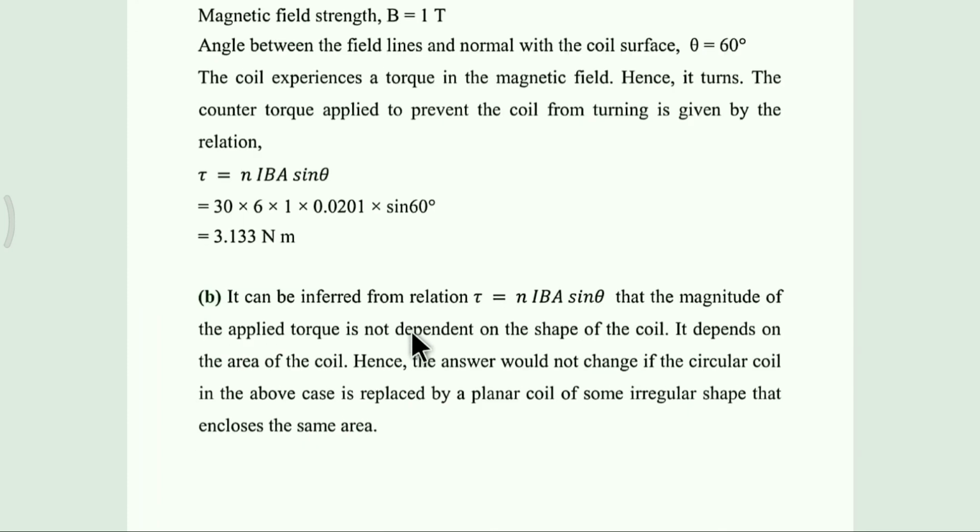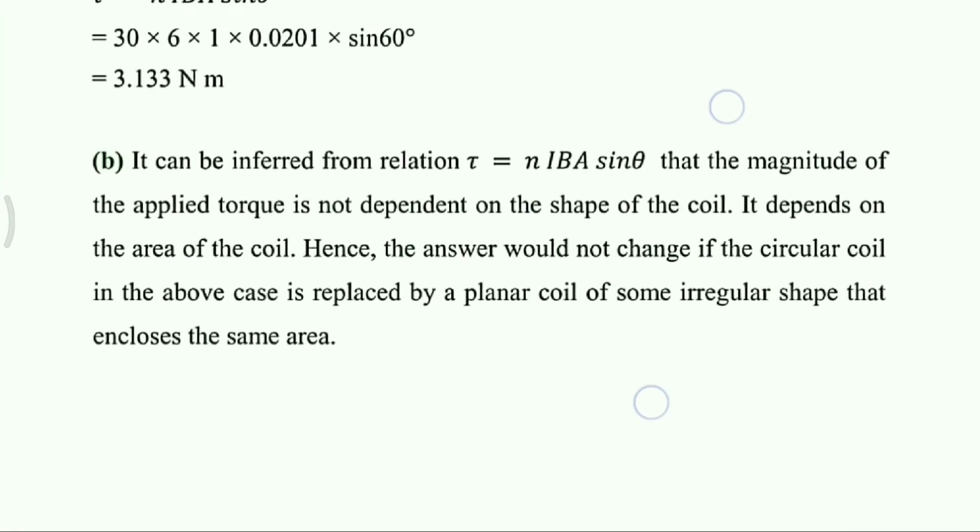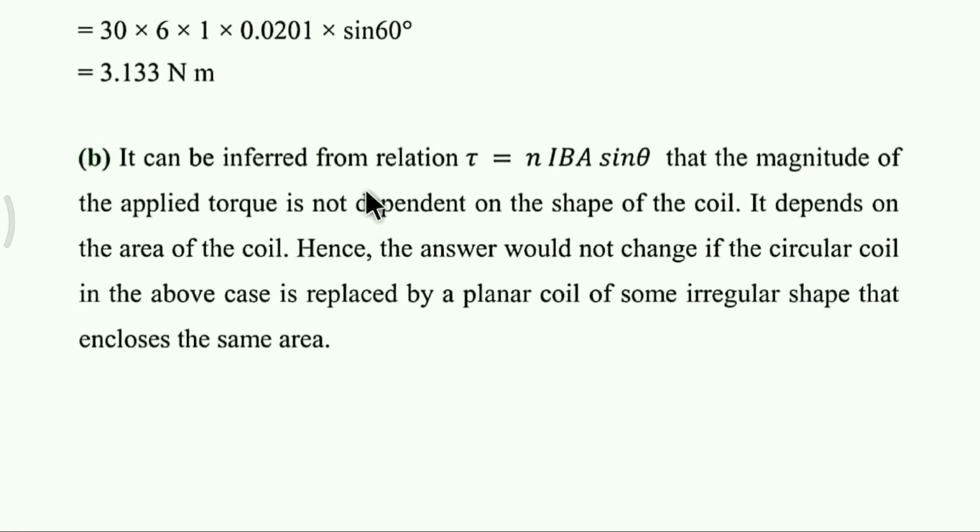Okay, now go to the second question. Second question's answer. It can be inferred from the relation tau is equal to NIAB sin theta that the magnitude of the applied torque is not dependent on the shape of the coil. It depends on the area of the coil. Hence the answer would not change if the circular coil in the above case is replaced by a planar coil of some irregular shape that encloses the same area. Okay, so you got your answer.